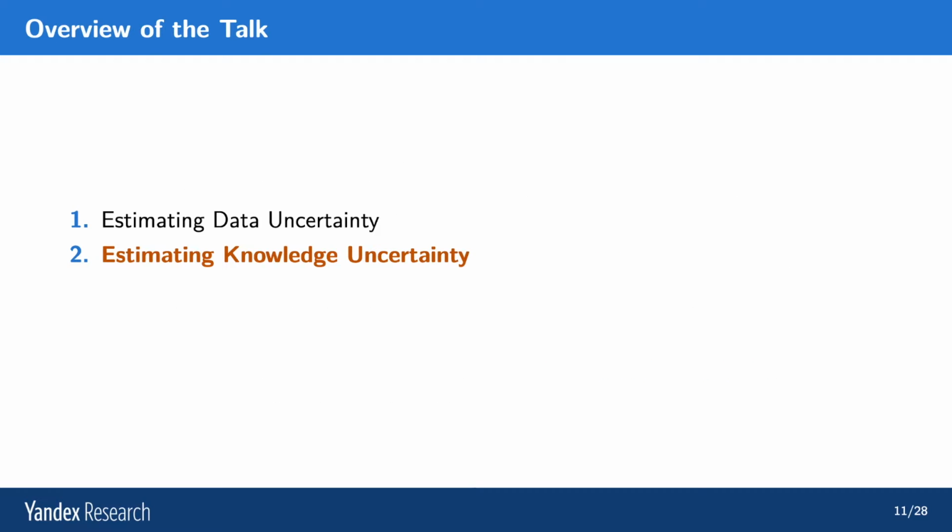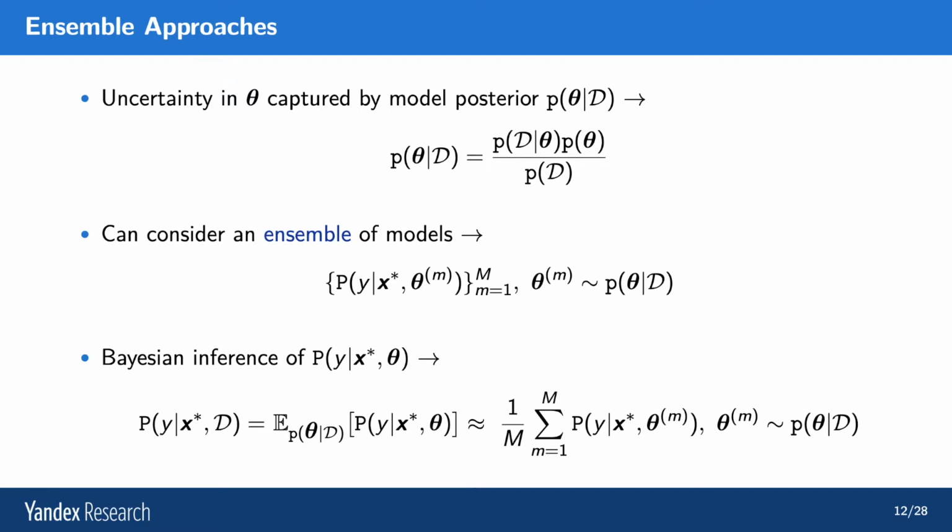So we've discussed data uncertainty. Now let's talk about how to estimate knowledge uncertainty. Now, for knowledge uncertainty, we need to have ensembles of models. Here I'll describe a Bayesian framework for ensembles, but it doesn't really matter. We don't have to use a Bayesian framework, it's just a nice one.